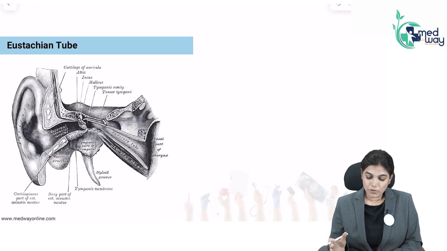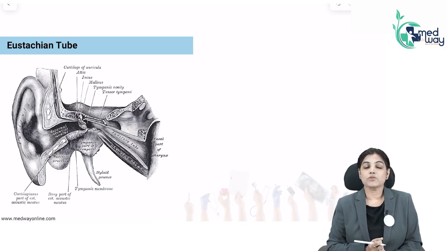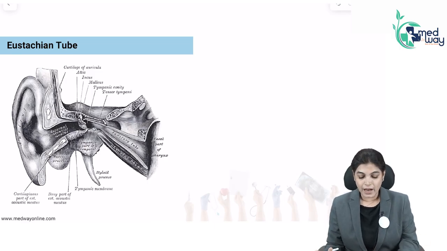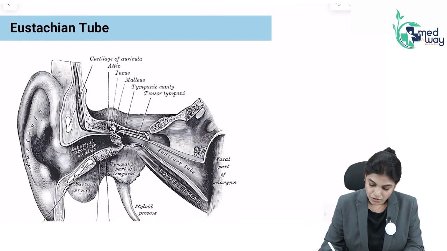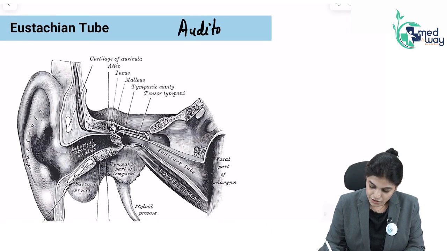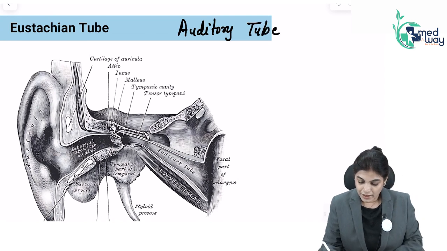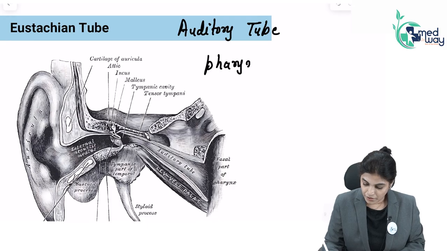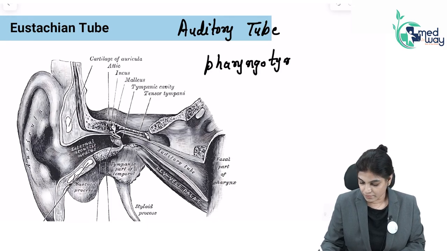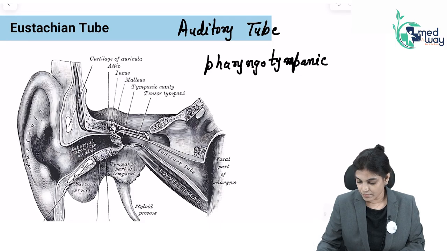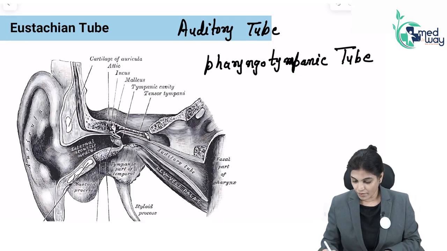Now, eustachian tube, I would like to elaborate about it. What is the eustachian tube? It is called the nasopharyngeal tube. It is also called the auditory tube. It is also called the pharyngo-eustachian tube, and the pharyngo-tympanic tube.